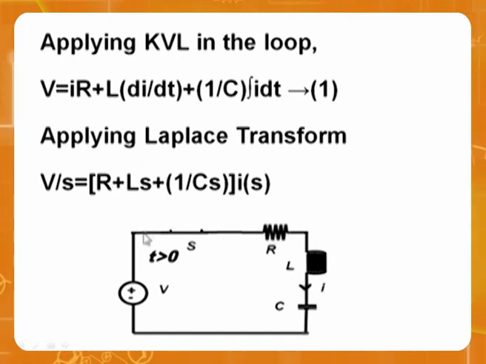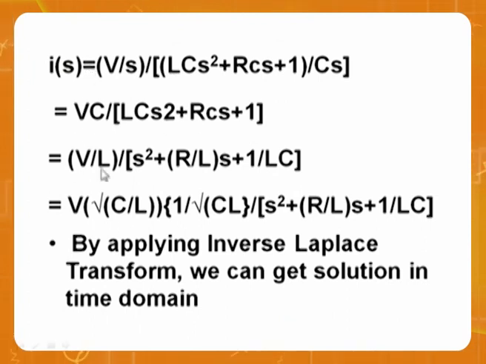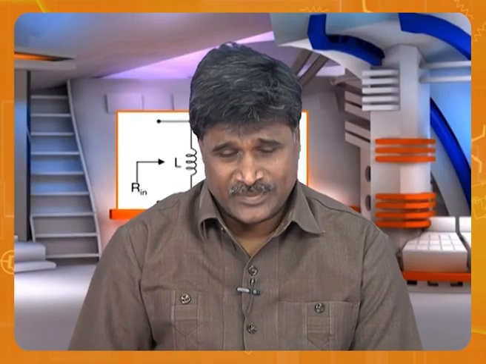RLC. So, what is the voltage? V by S, R. Differentiation is Ls. Integration is 1 by Cs. Then you can take the inverse transform. By applying the inverse Laplace transform, we can get the solution in the time domain. You know why I have written that? If you get these equations up to here, the solution is very simple.